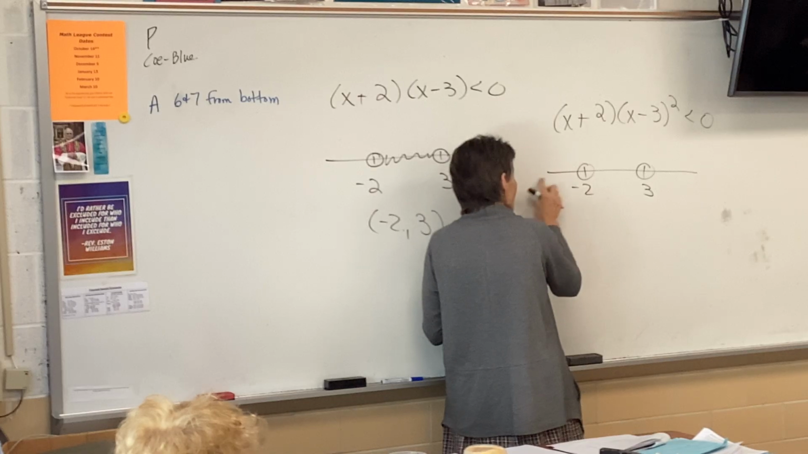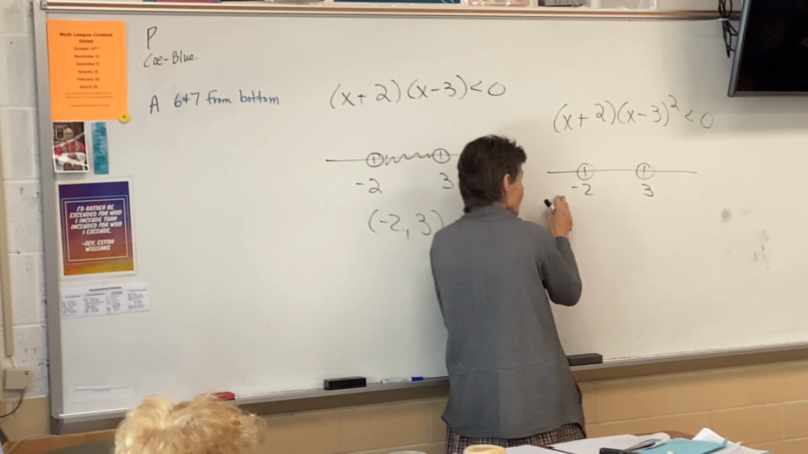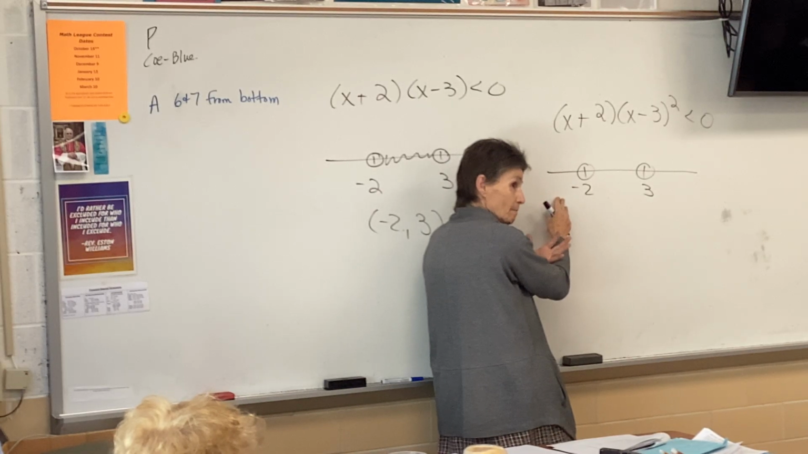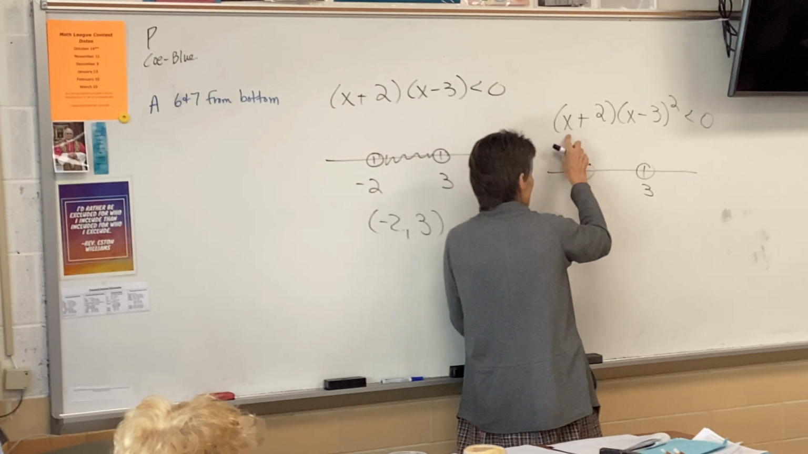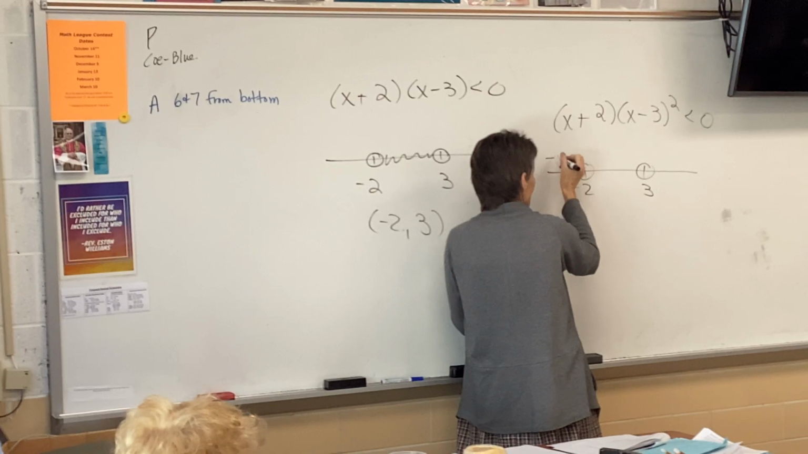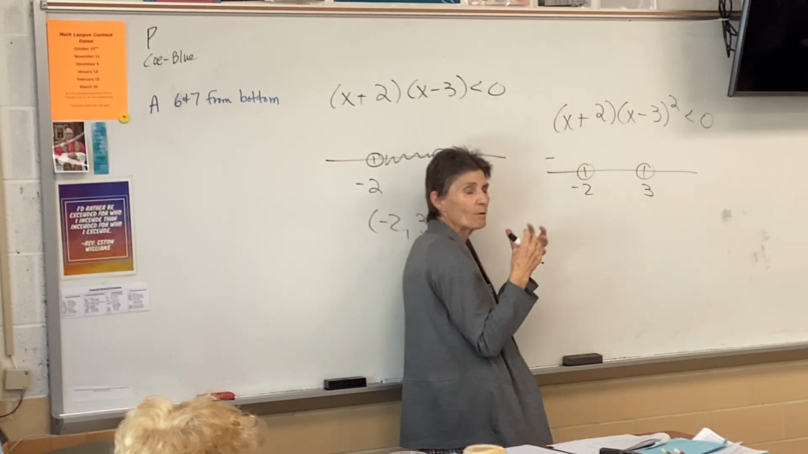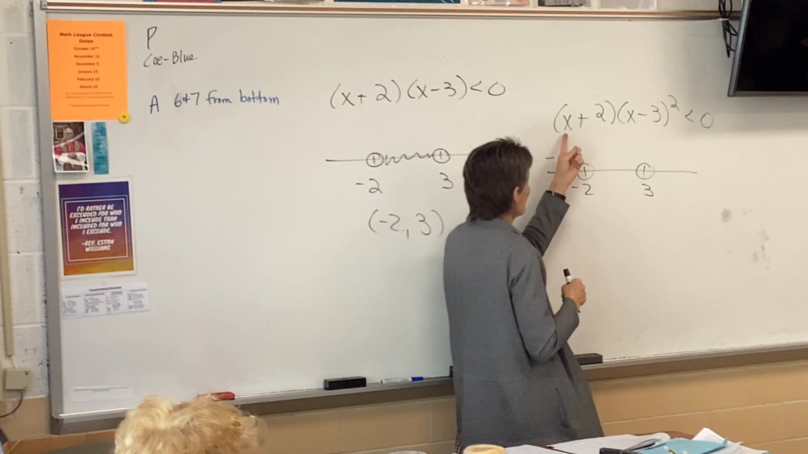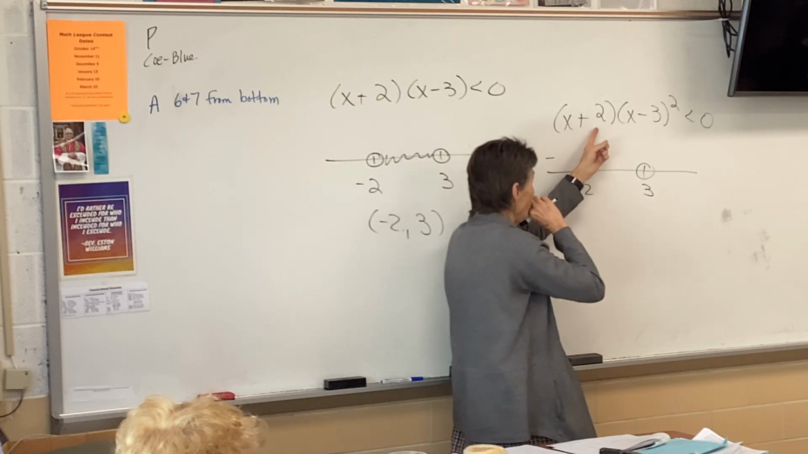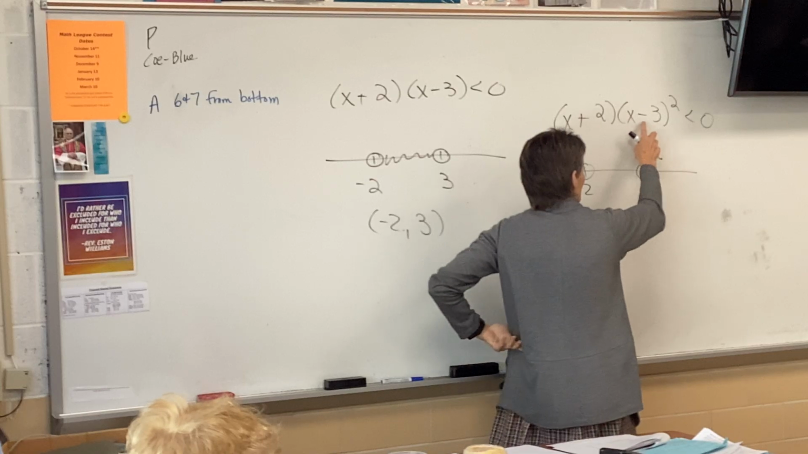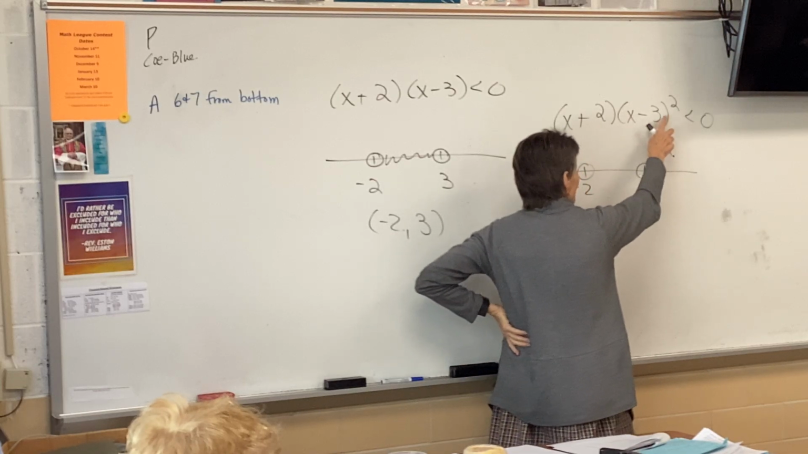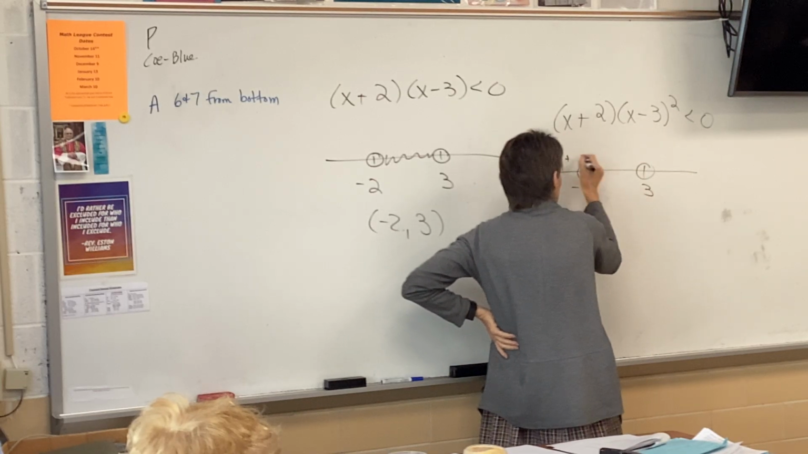A number over here would be, for example, -3. If I put -3 into this parentheses, it would be negative. I don't even care what number it is, I don't even need to do the math. I just know that -3 plus 2 is going to be negative. And -3 minus 3 is negative, but it's getting squared, so that's positive.